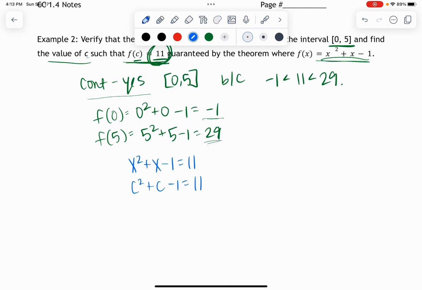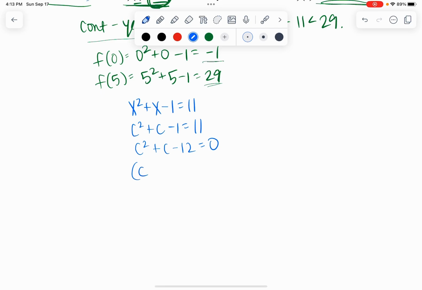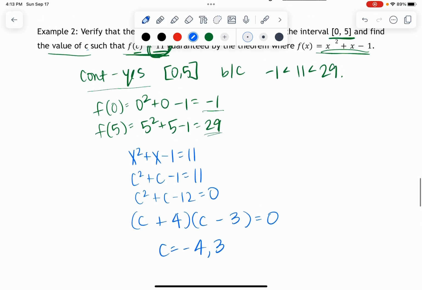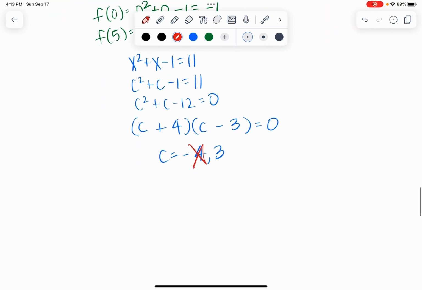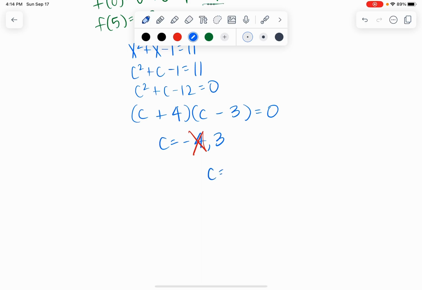If I subtract 11 from both sides, I get here, and then it's quadratic, so I'll factor. Looks like 4 and 3 would be good. So I get negative 4 and positive 3 as my c values. I am looking at the interval 0 to 5, and since negative 4 is out of the interval, I don't include that in my answer, but I will include c equals 3.